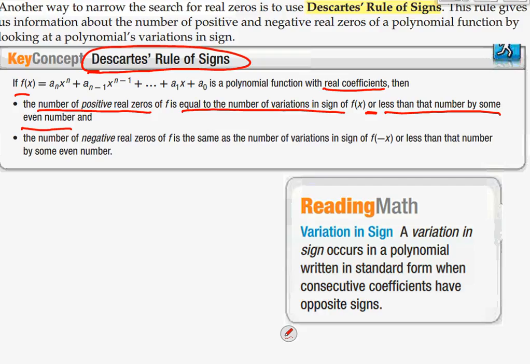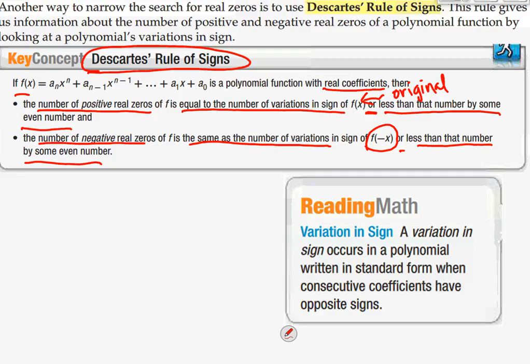So then the number of negative real zeros is the same as the number of variations of signs. And I didn't really emphasize this that much in the first one, but this has to be of f of negative x or less than that number by some even number. So we do have to put a negative x in for every value. This is just the original for the positives. And we have to put in a negative x and kind of go through and then see how many changes in sign that's going to give us, and then we can kind of go from there.